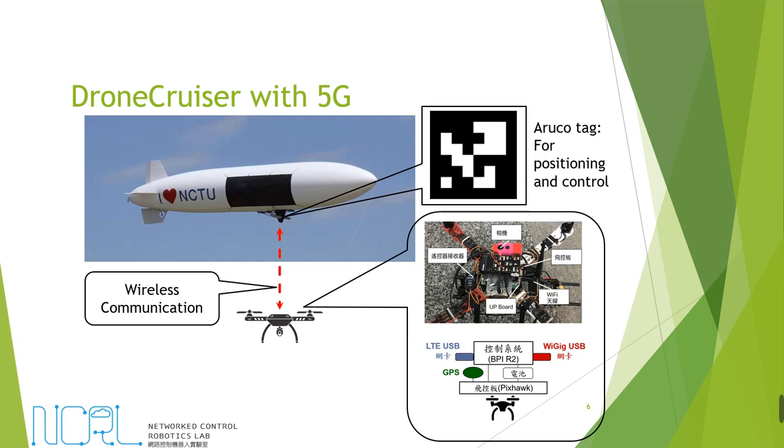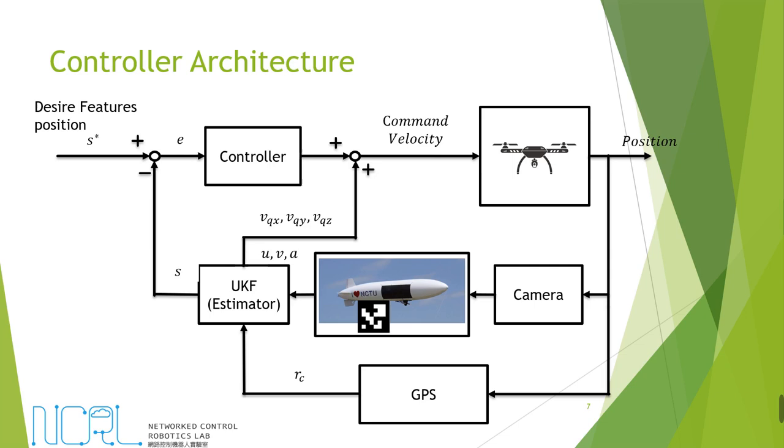Initially, the drone can take off from anywhere, where this tag might not be in the field of view. But as long as it can move closer to the air cruiser, then it can start to search for this tag, because this tag provides more local information about where the receiver is. Then we can do the control process. This is the control architecture, where the desired command to the controller is the desired feature position, that is, the location of the feature point in the center of the image. This is our control objective.